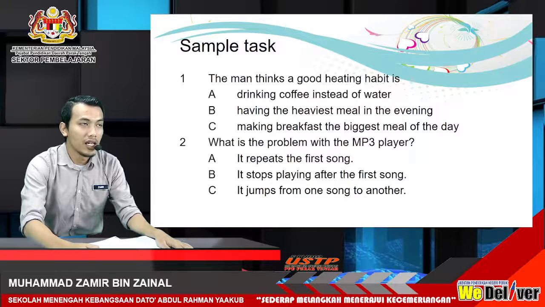Here are 2 of the questions from part 1 as sample tasks. Please remember that there are 7 questions altogether for this part. But for today, we are going to look at these 2 questions first for practice. Please take a few seconds to look at the questions.